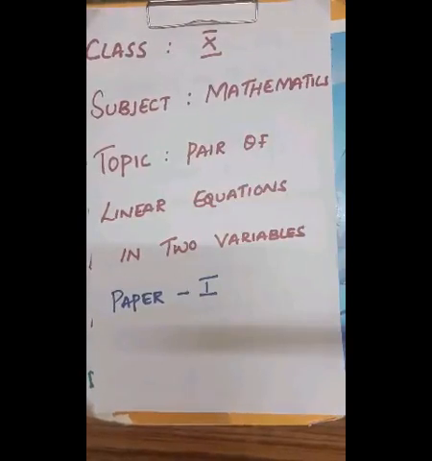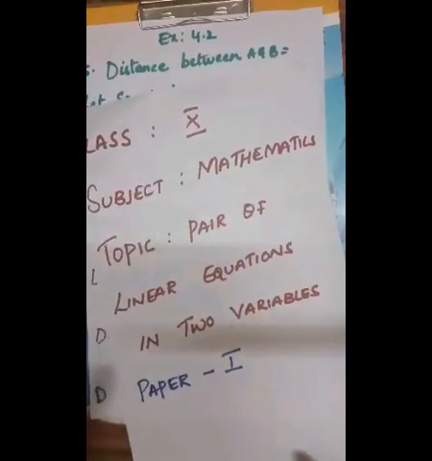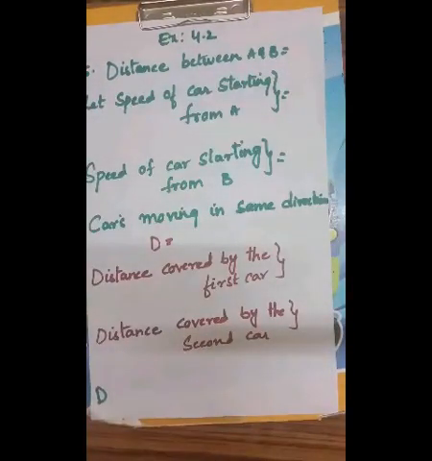Pair of linear equations in two variables. Problem number 6. I'll just read the question. Sixth question. Places A and B are 100 kilometers apart on a highway.